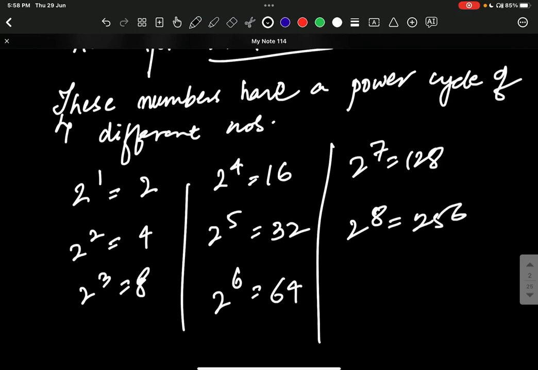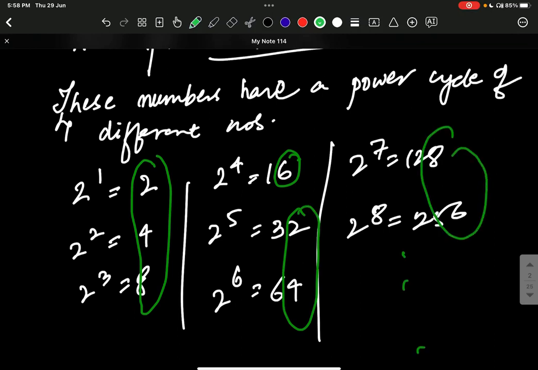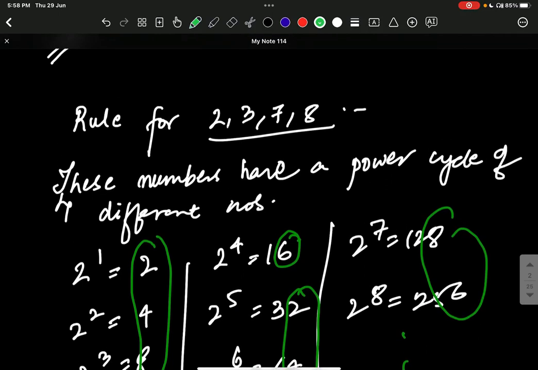So it is following a pattern. If you can see, it is 2, 4, 8, 6. Then again 2, 4, 8, 6 and so on. Okay, so it follows a pattern. So when the number is ending with 2, then the power cycle it is following is 2, 4, 8, 6. Likewise, there is a cycle for 3 also, for 7 also, for 8 also.